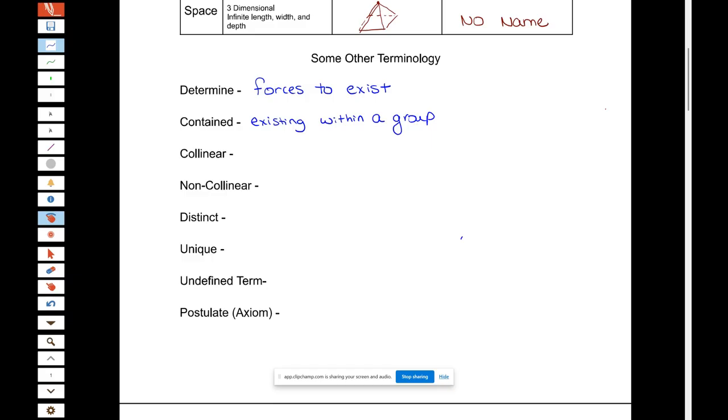So an example of determine would be, for example, if I have 2 points, it's going to be our first postulate. That determines a unique line because I can draw a line through those 2 points.